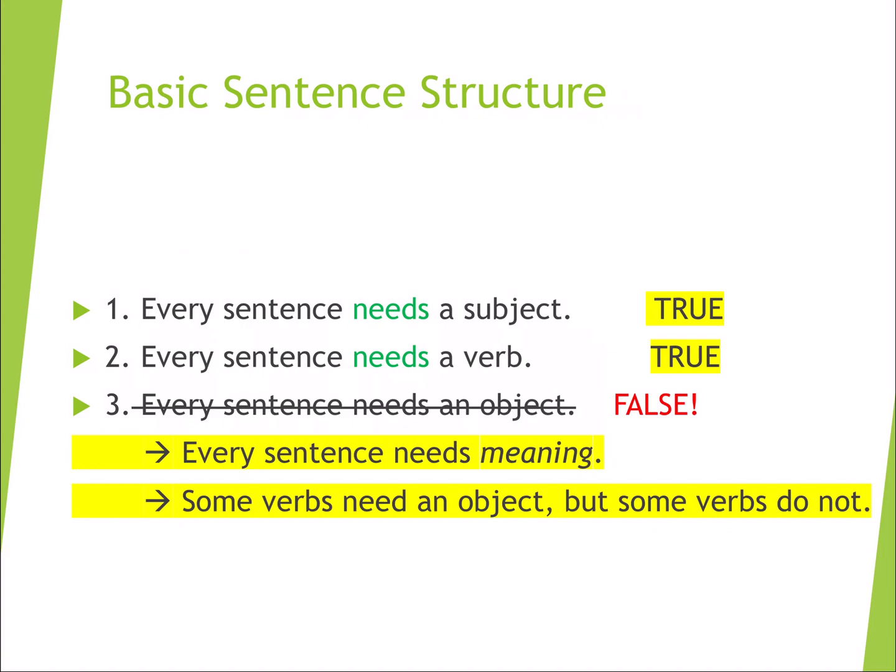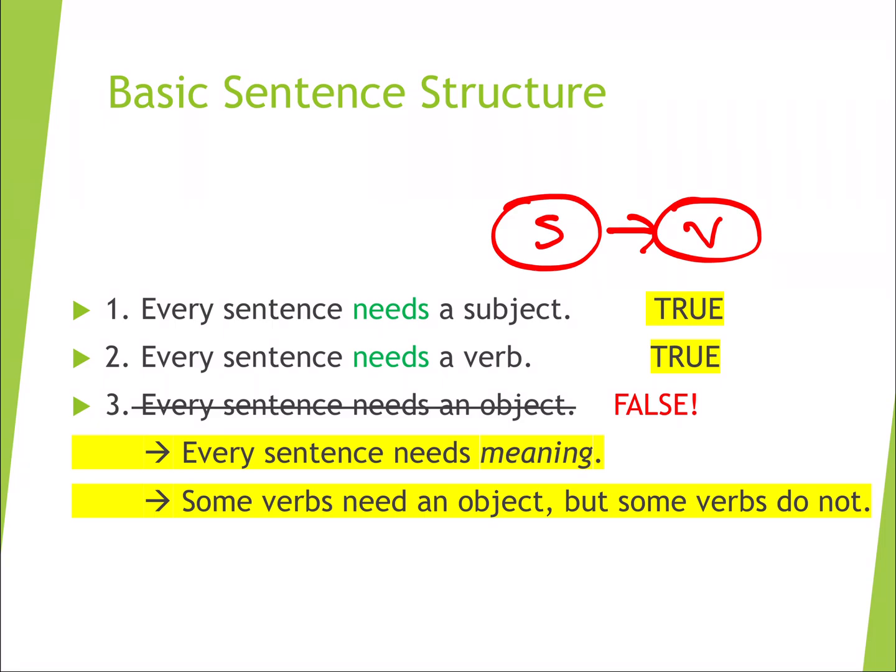Number 1, every sentence needs a subject. This is true. Number 2, every sentence needs a verb. This is also true. And mostly, sentences are in subject, verb word order. So first we'll see the subject, then we'll see the verb. Okay, what about 3? Every sentence needs an object. This is false. Every sentence does not need an object.